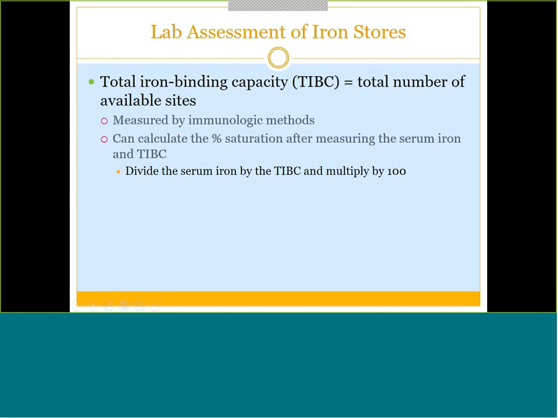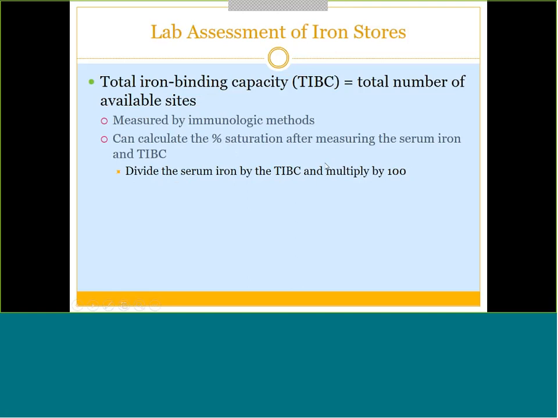There's also another test that we call TIBC, total iron binding capacity. This is the number of available sites on the transferrin protein. So we can also actually calculate this. Actually, we can measure this and use that measurement to calculate the percent saturation. So iron divided by TIBC times 100.